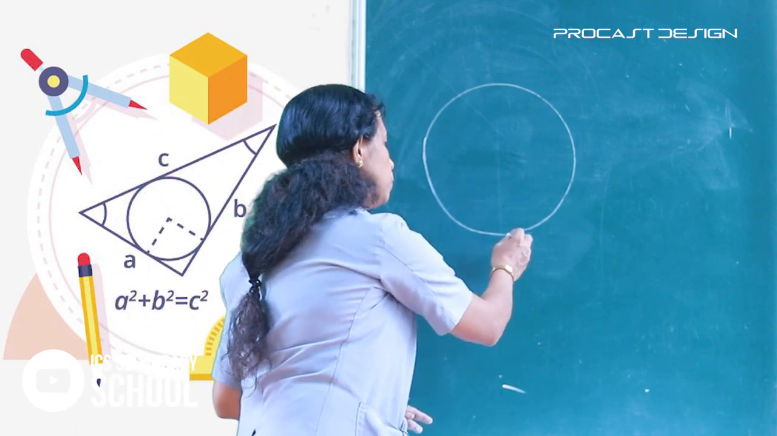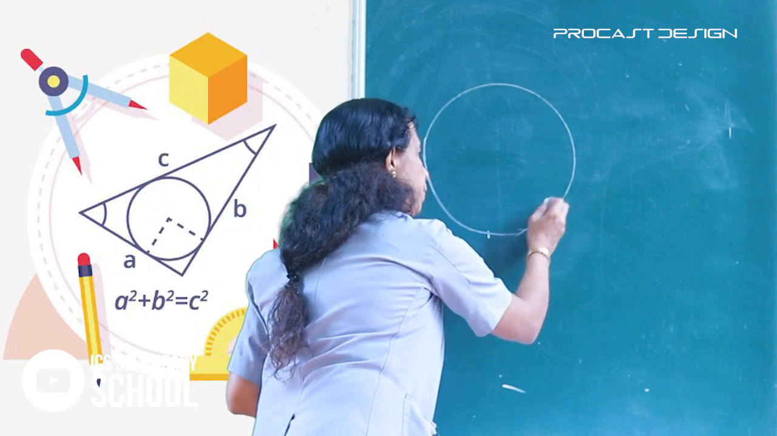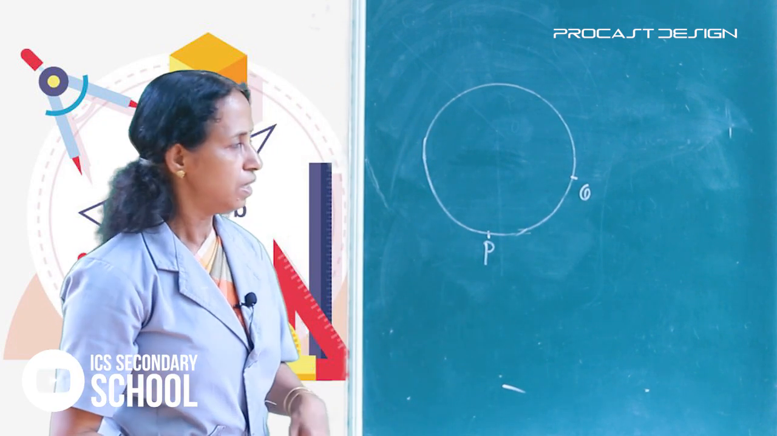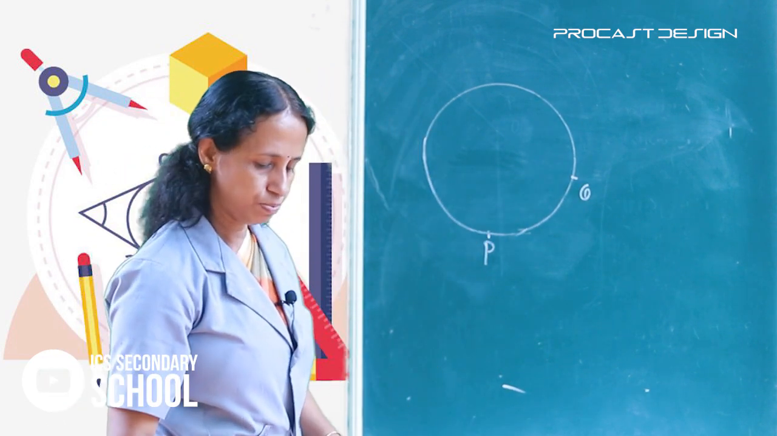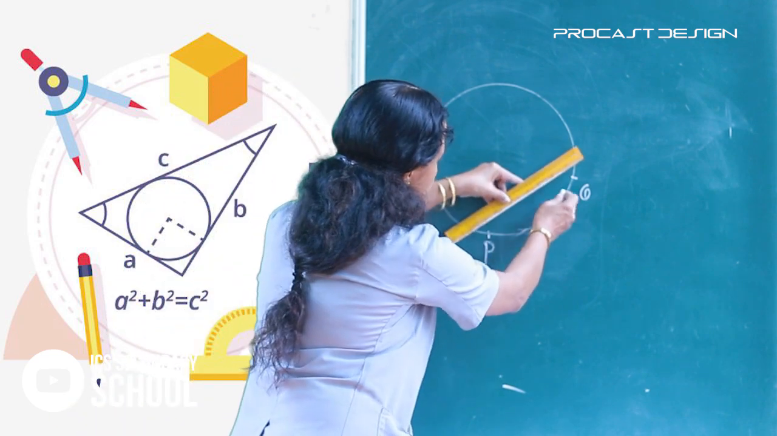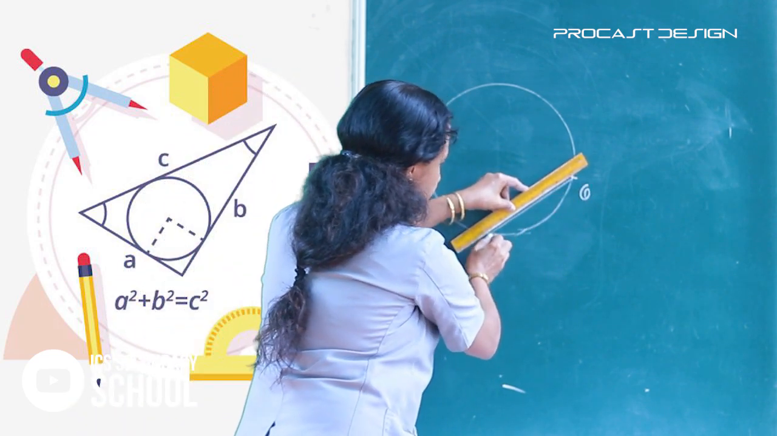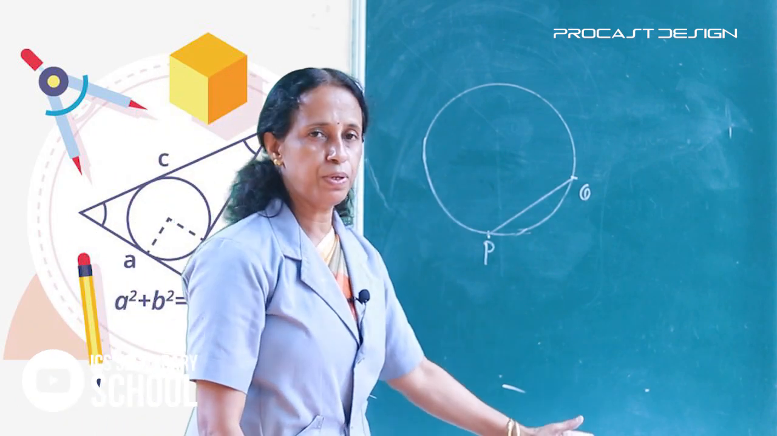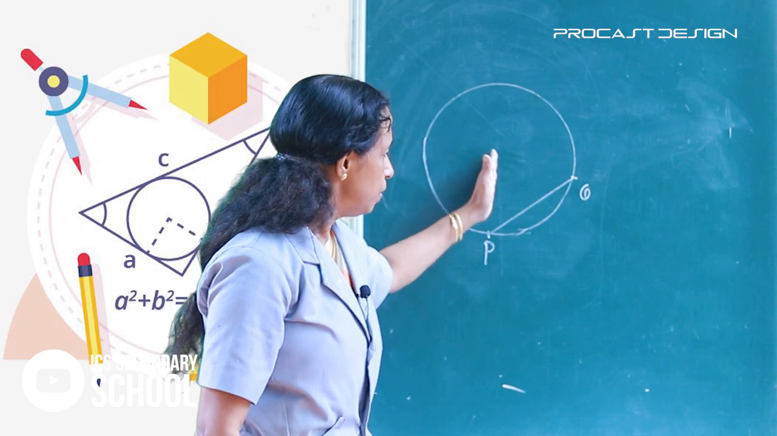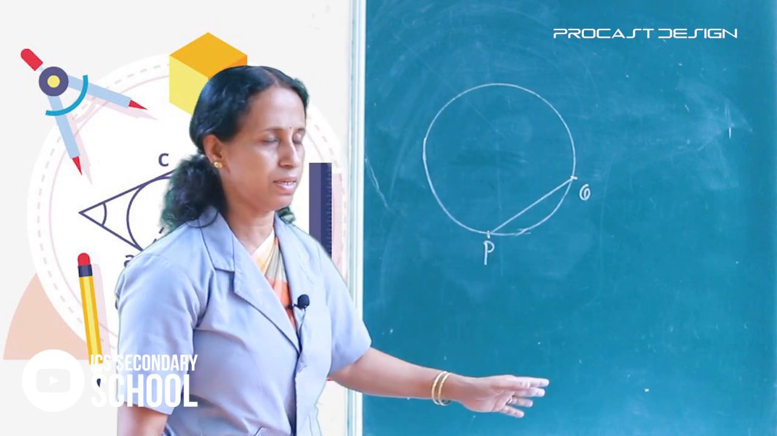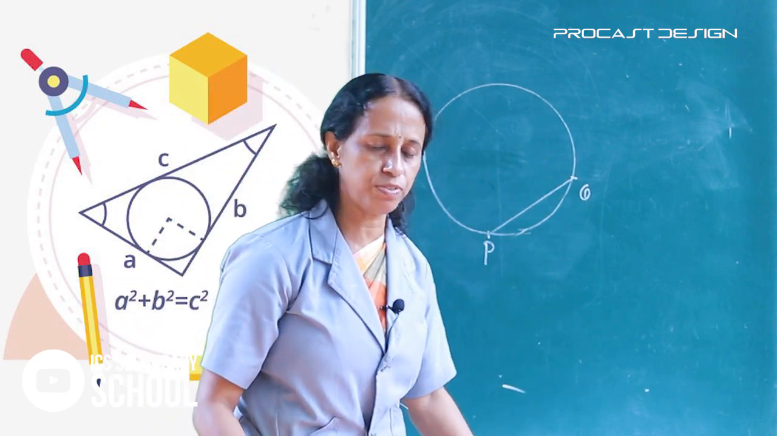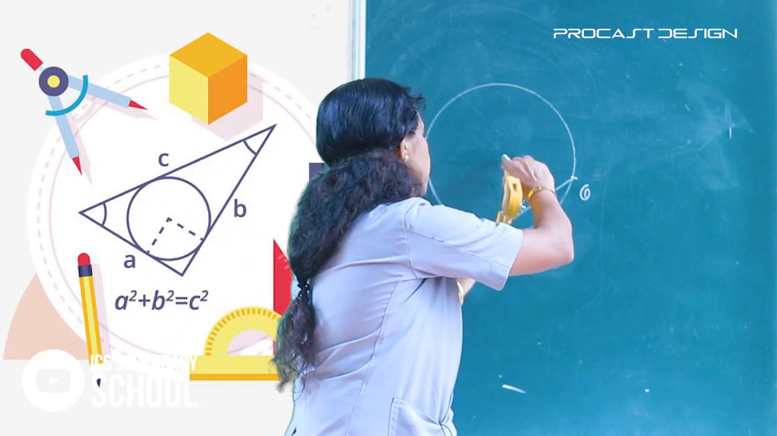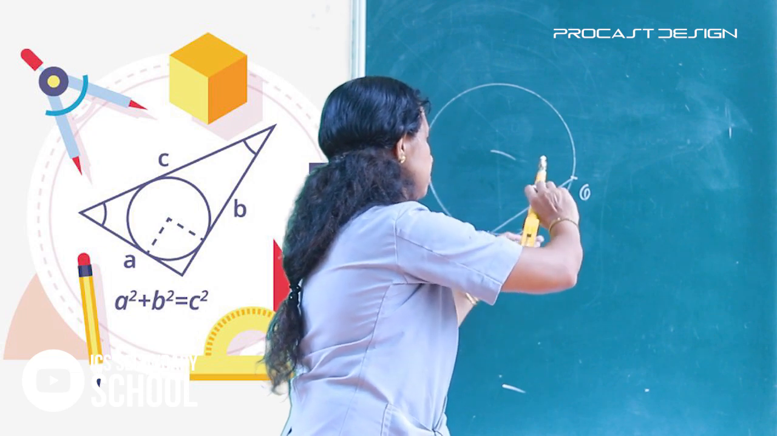First, mark 2 points P and Q. Join PQ. Draw a perpendicular bisector of this line. Take more than half of this line and draw a perpendicular bisector.